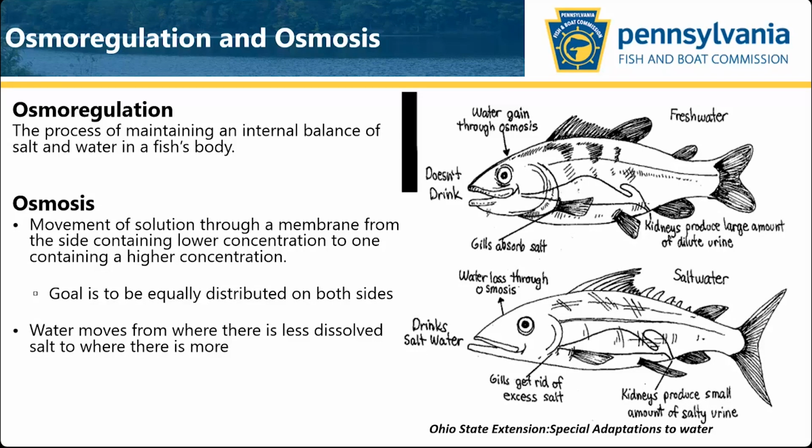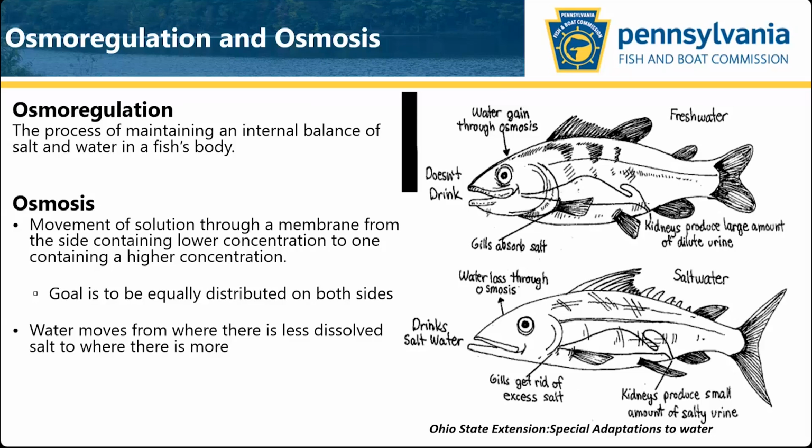As that water moves, the salt or other concentrations of whatever is in that system does not move. So the idea is that it's supposed to be unequal on both sides. Water is going to move from an area where there is more water to an area where there's less water, because the salt concentration in this case, or the other mineral concentration, can't move through that membrane.